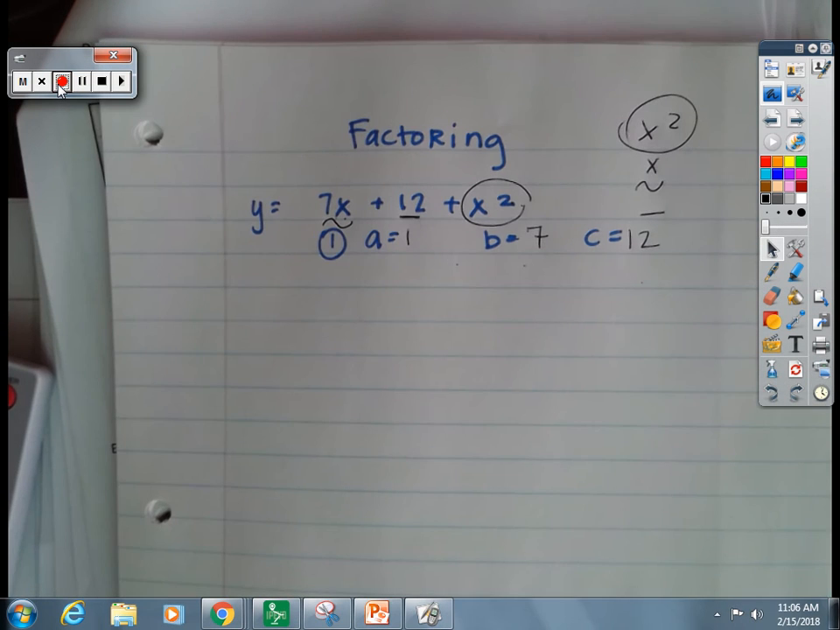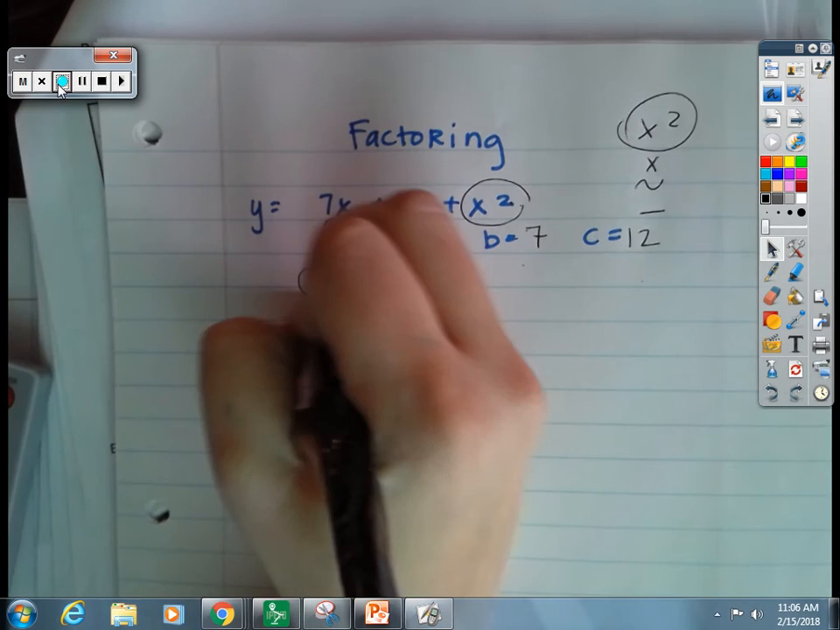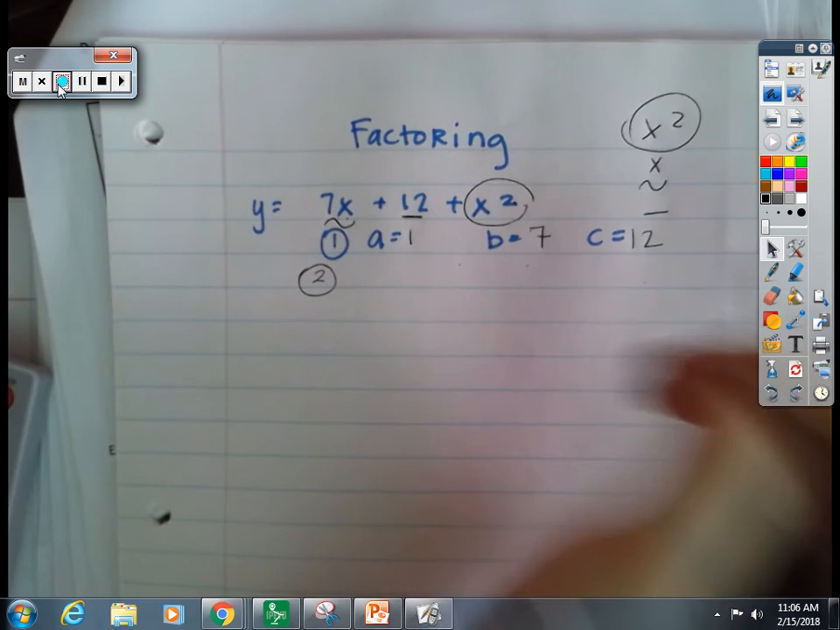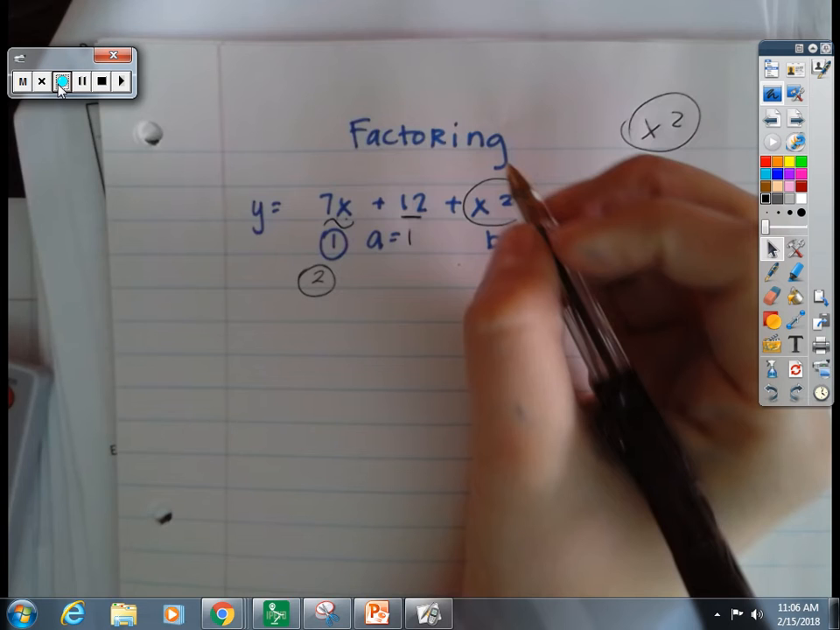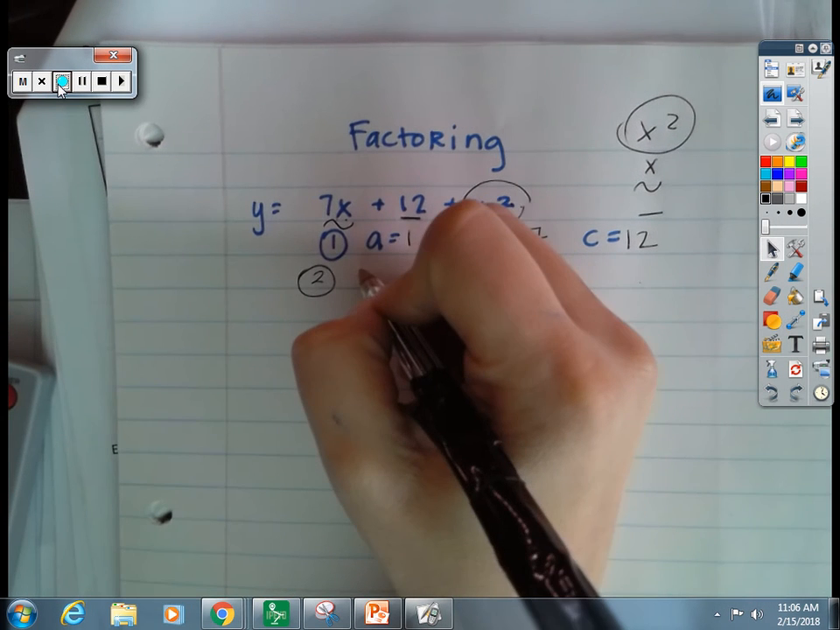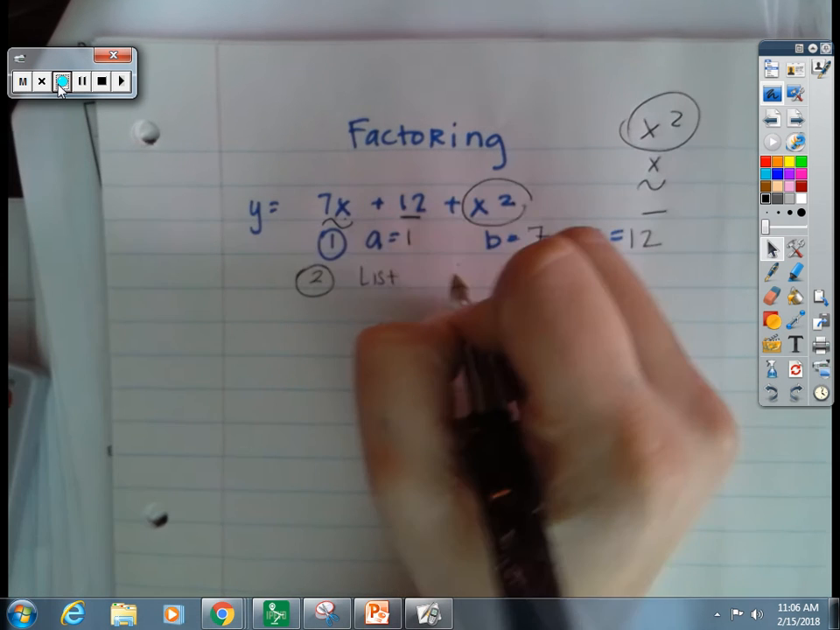That's the first part. That's the first step. And notice that I put a number 1 next to it, so you would know what you have to do first. Now, let me see if somebody can tell me what's my second step. You have to divide the number C. Yes, I got to make my list of factors.